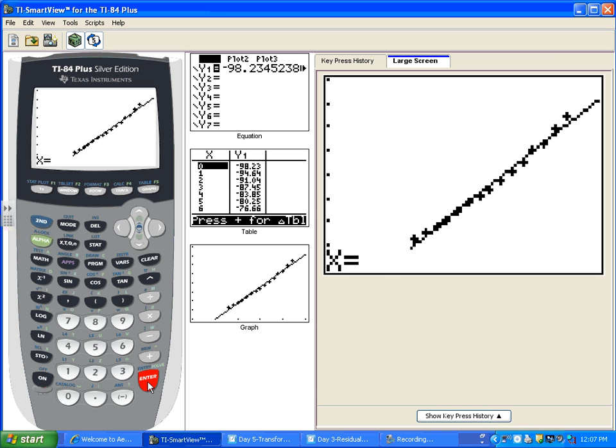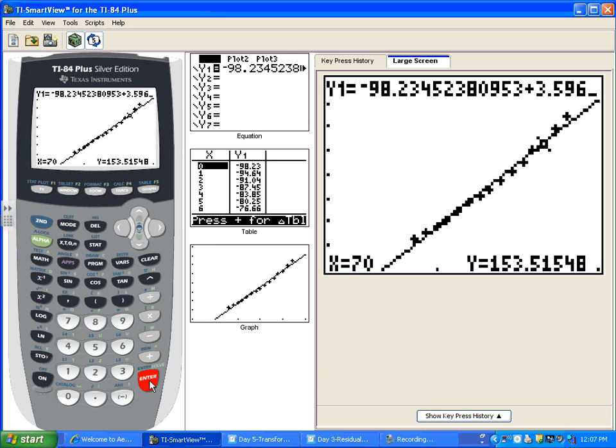Now I'm going to do it for a 70-year-old. x equals 70. It will predict a value of 153.5155. And that's what happens when you plug in a value of x equals 70 into your linear regression model. It's an easy way without having to do it by hand.